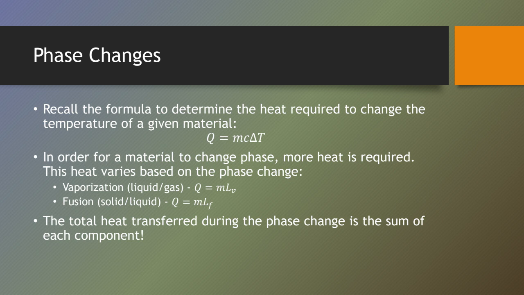So the amount of heat that's needed varies based on the phase change, but also based on the substance itself, right? So you have to look these values up for the latent heat of vaporization and the latent heat of fusion for each substance that you're interested in. So the examples will use water, but there are plenty of other substances that you can do this with. The total heat transferred or the total heat needed or the total heat during the phase change is the sum of everything, right? So when it changes temperature and then when it changes phase.